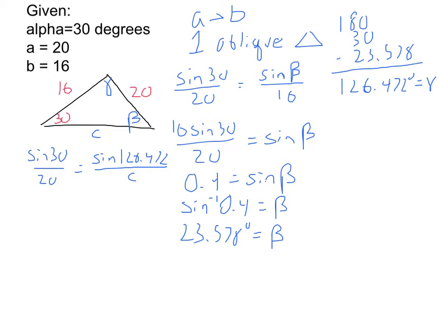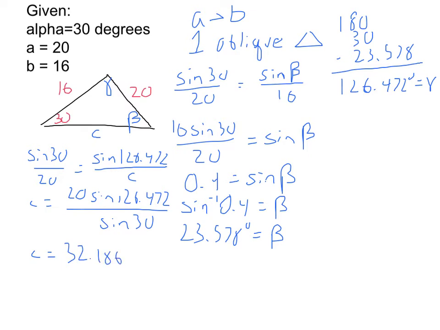So as I work this out, I'll multiply c to the other side, and then multiply the other side by 20, and then divide by sine of 30, giving me that c is equal to 20 sine 126.472 divided by the sine of 30. And if you know your trigonometry, you should know the value of the sine of 30, but you'll have to put the rest of it in your calculator anyway. So we calculate, and we get c is about 32.1867.